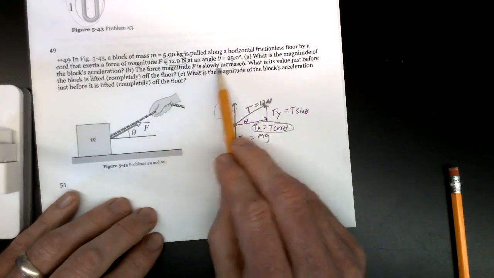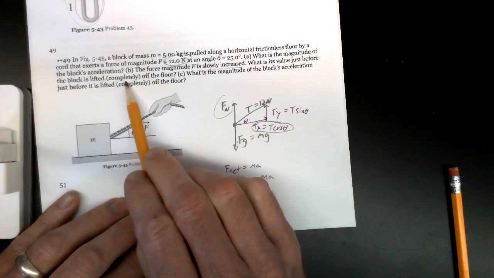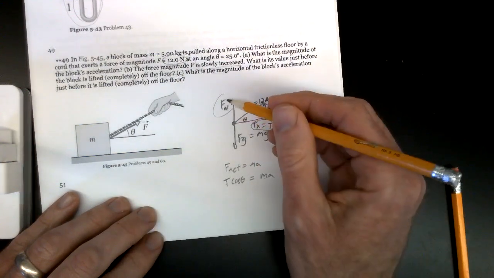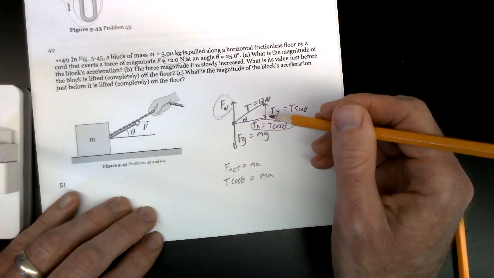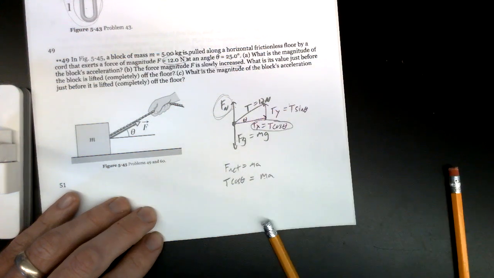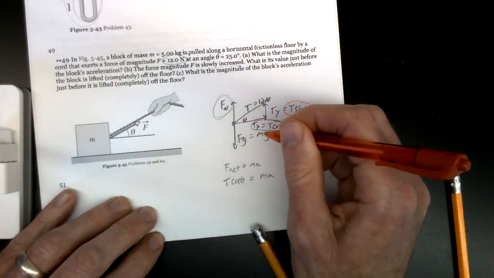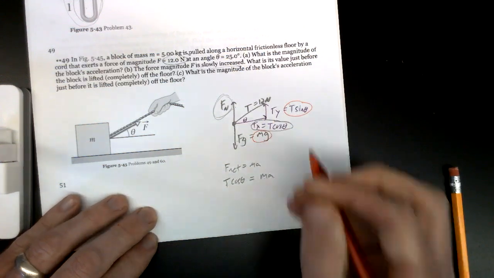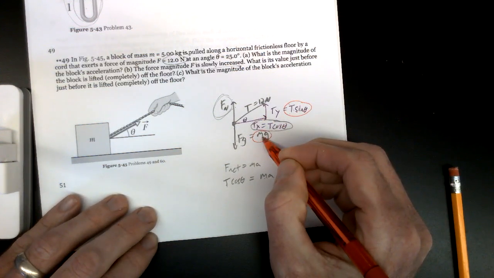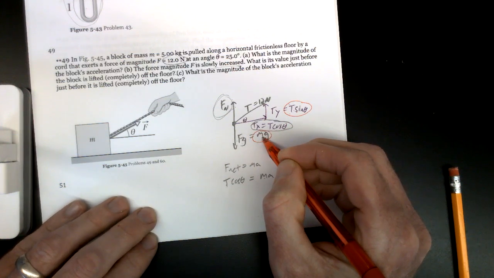The magnitude is slowly increased. What's its value just before the block is lifted completely off the floor? So when the block is lifted completely off the floor, that means my normal force is going to 0. So what I need to do is make my normal force 0, in which case this is going to completely balance out that. So for part B, I just need this to balance this out, and then I'll figure that one out. And then what's the magnitude of the block's acceleration before it's completely lifted off the floor?